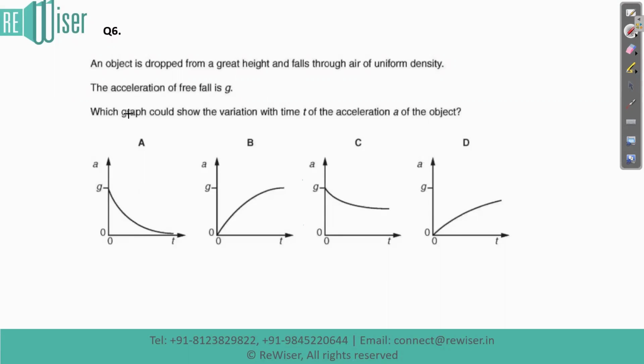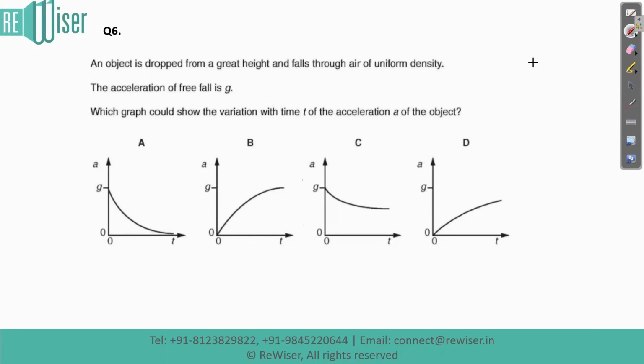Hello, as you can see in this question, it is asked: an object is dropped from a great height and falls through the air of uniform density. The acceleration of free fall is g. Which graph could show the variation with time t of the acceleration a of the object? Along y is acceleration, along t is time. Which of the graphs will show us the correct variation of acceleration?